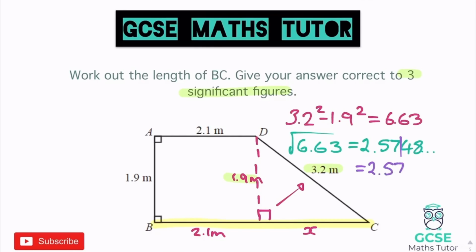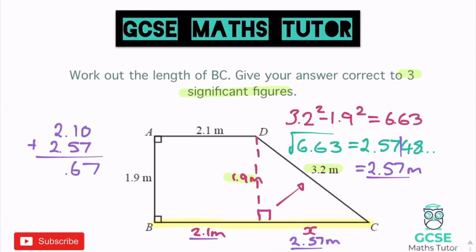There we go. And this is in metres this time, so 2.57 metres, and I can label that down here, 2.57 metres. Now I can work out the full length of BC there, because we've got the 2.1 and the 2.57, and if we add those together, 2.1 plus 2.57 comes out as 4.67. So let's just write the working out for that. 2.1 add 2.57. I should probably tidy that up with a 0, and that comes out as 7, 6 and 4. So 4.67 metres, and there is our final answer for that question.